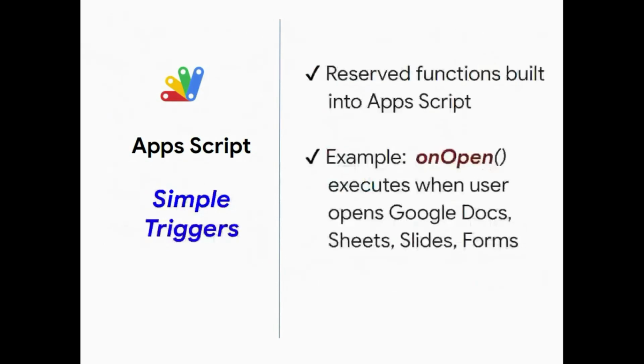Simple triggers are just reserved functions built into AppScript, such as the onOpen function, which executes whenever a user opens a Google Doc, a Google Sheet, a Google Slide, or Google Forms. And then AppScript code runs within that onOpen function to perform certain actions. And in our case today, we're going to see how we'll use the onOpen function to create a menu structure inside of a Google Sheet.